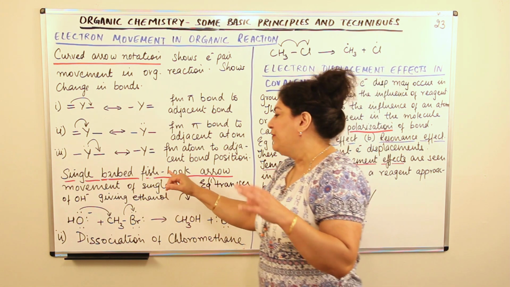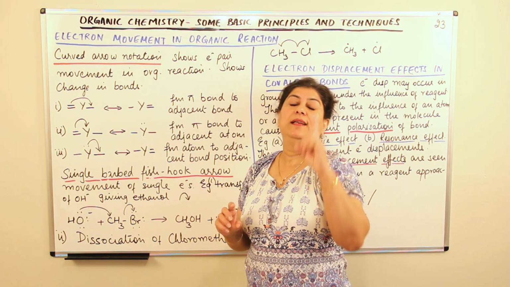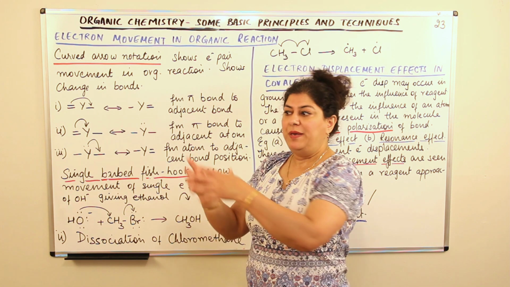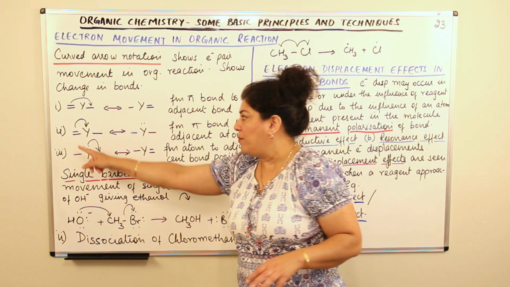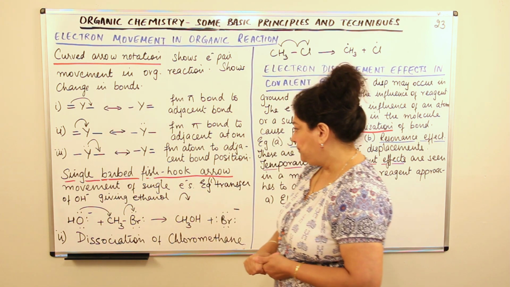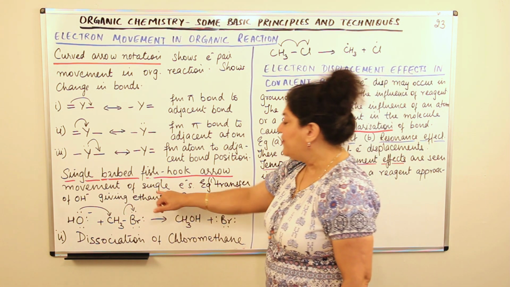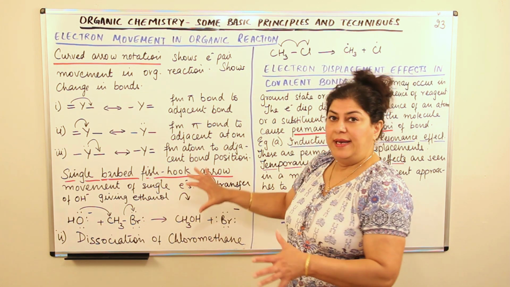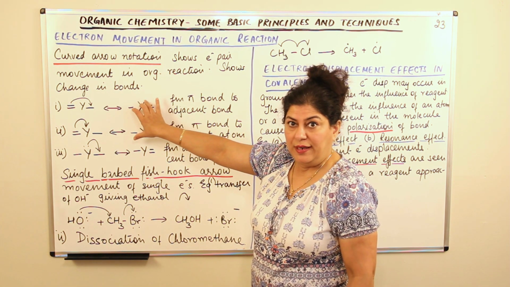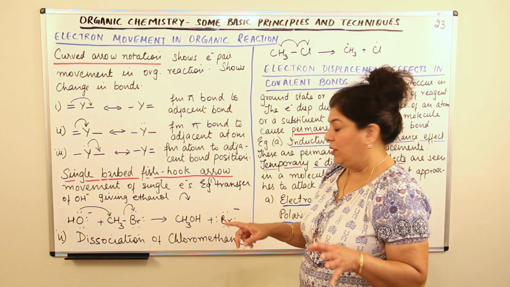The single barbed fish hook arrow notation is used to show the movement of a single electron from an electron pair. The electron pair may be from a lone pair or it may be from a bond pair, but it is a single electron which is moving. So the single barbed fish hook arrow shows the movement of single electrons. Now an example is given here, an example of both the double electron movement and single electron movement. The first is a double electron movement.